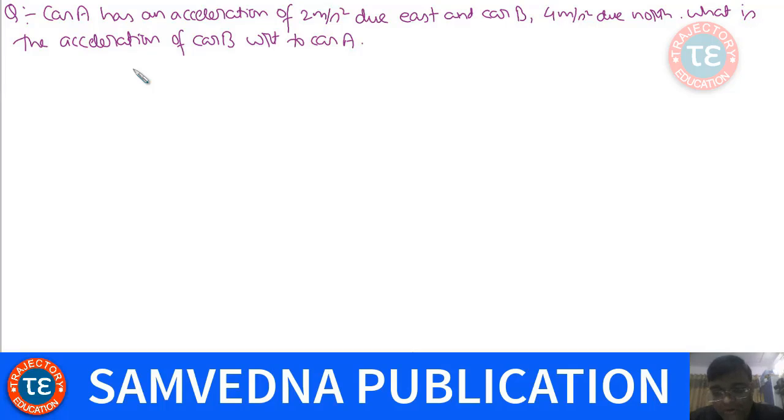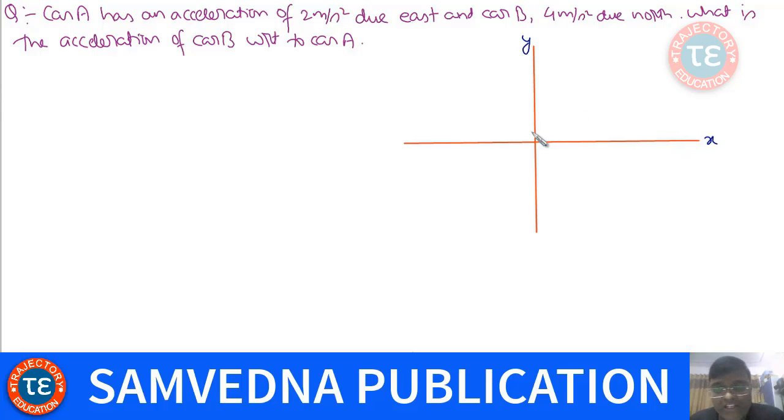Now in this video we are going to do some questions on relative motion or relative velocity. The question says car A has acceleration of 2 meter per second square due east, and car B has acceleration of 4 meter per second square due north. Let's take a coordinate system. You always draw a coordinate system. In any physics problem, you must draw the coordinate system first.